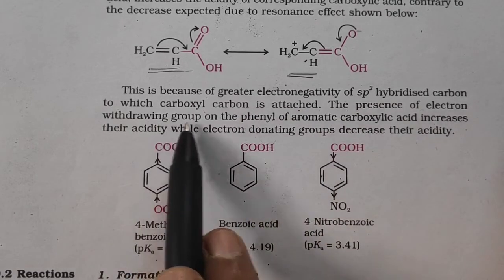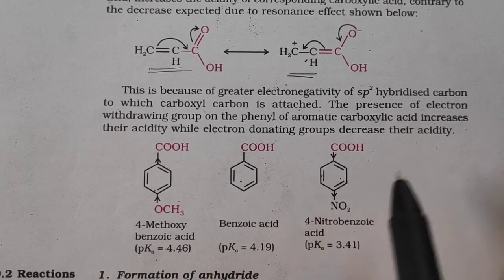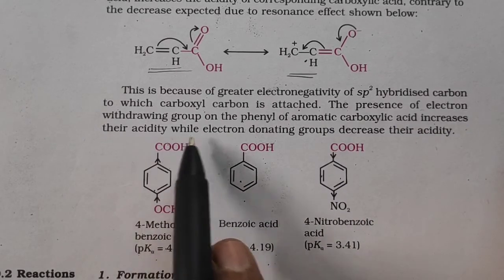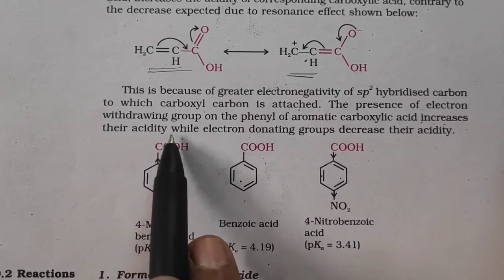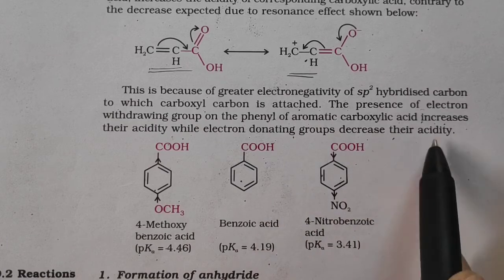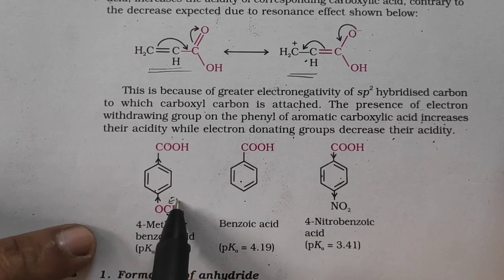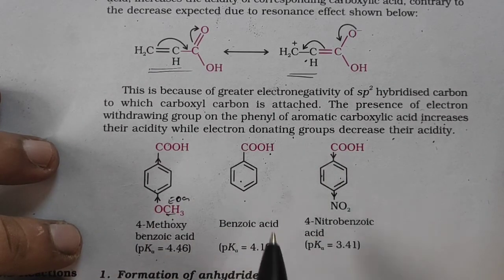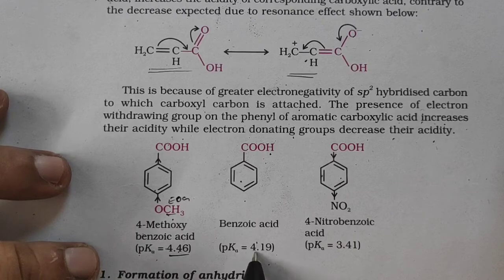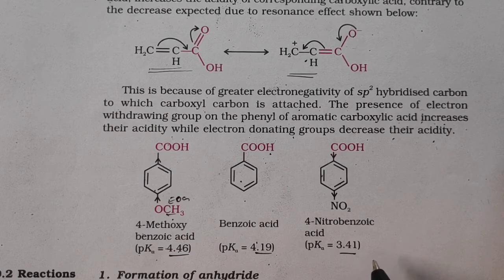The presence of an electron withdrawing group on the phenyl of aromatic carboxylic acid, aromatic means this we are talking about, increases their acidity, while the electron donating group decreases the acidity. Means in this case this one is which group? Electron donating group, OCH3. In this case nothing is there, only the phenyl group, benzoic acid. So from pK value also you can make out, see, less the pK value, stronger is the acid, higher the pK value, weaker is the acid, right?